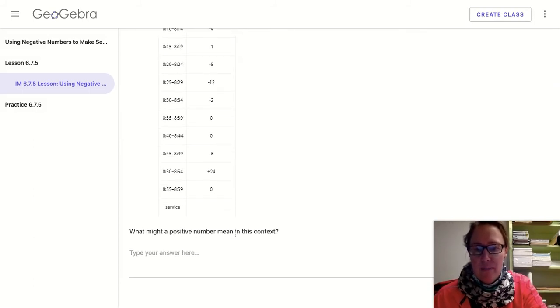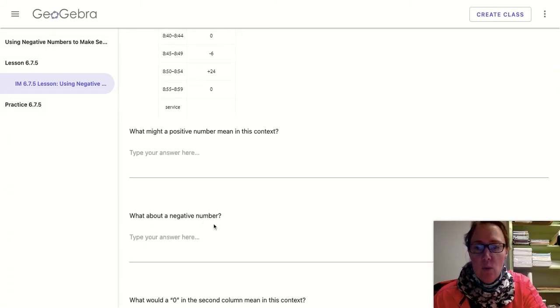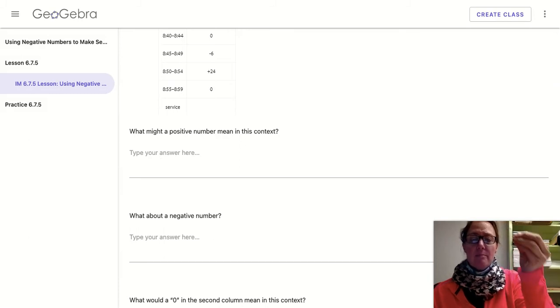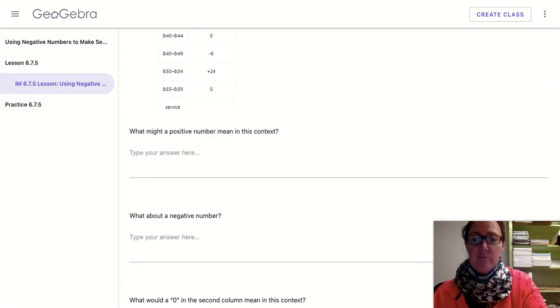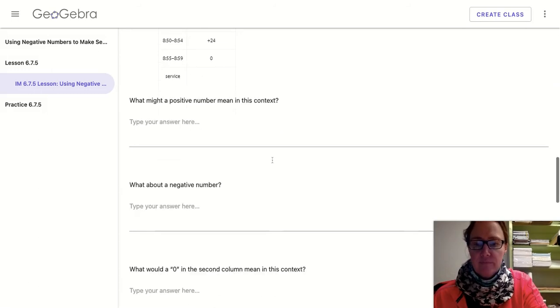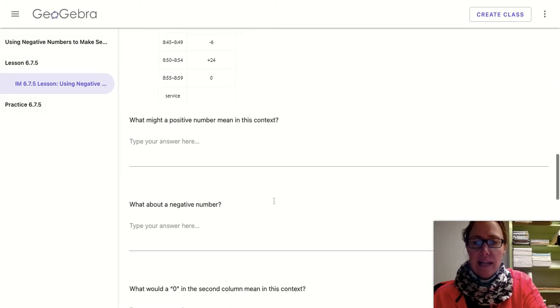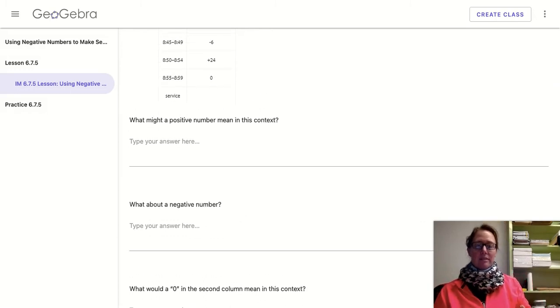So what might a positive number mean? Refilled. I think the machine was refilled. What's a negative number? Pop sold. That would mean the number of pop in the machine went down 6, meaning that in that 5-minute period, 6 sodas were sold. And a 0, I think a 0 means nothing happened. Nobody sold it. Nobody put any in.